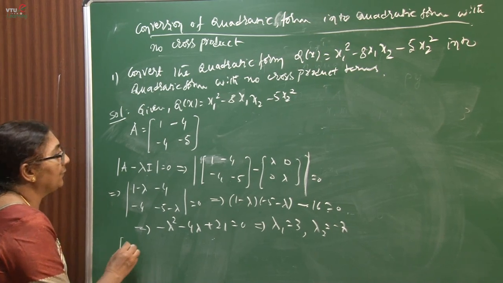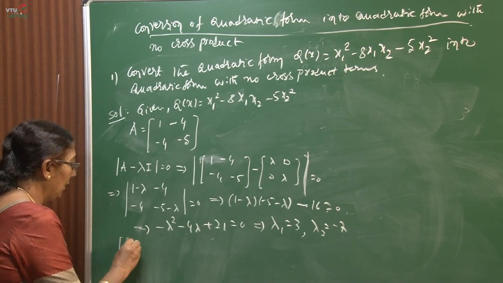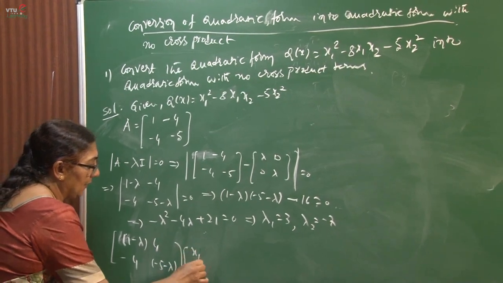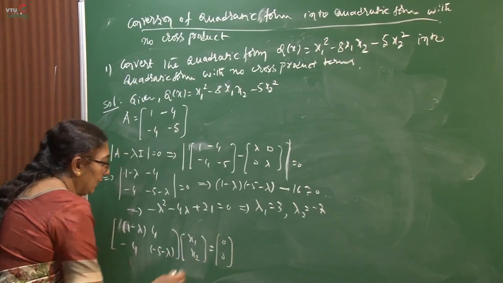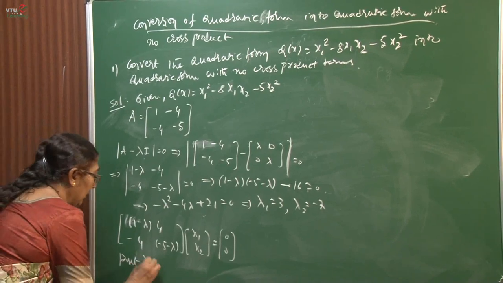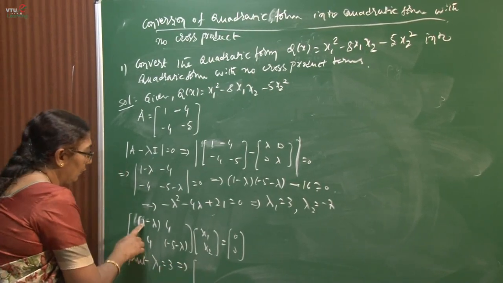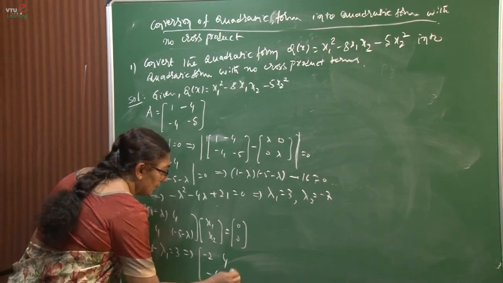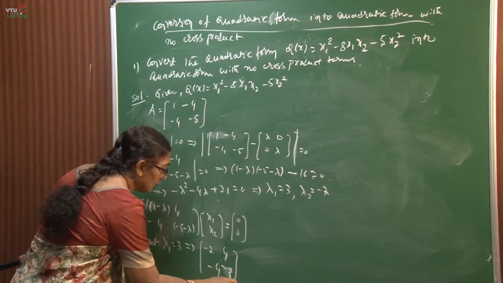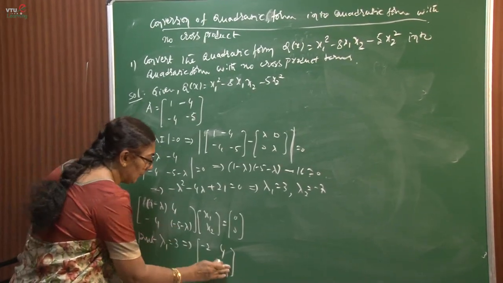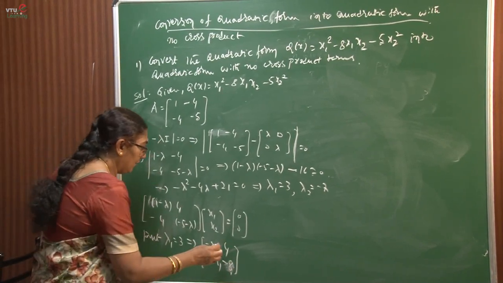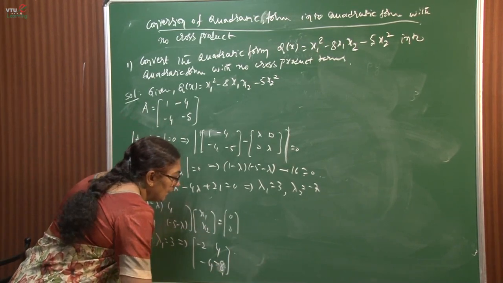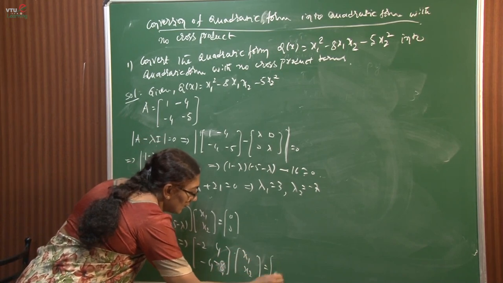What is the eigenvector formula? A minus lambda I times the column matrix x1, x2 is equal to 0, 0. Now put the first eigenvalue, lambda 1 equal to 3. Then 1 minus 3 is minus 2, the off-diagonal entries are minus 4, and minus 5 minus 3 is minus 8. This must be equal to 0, 0. Now you write the system of equations with the column vector x1, x2 equal to the column matrix 0, 0.